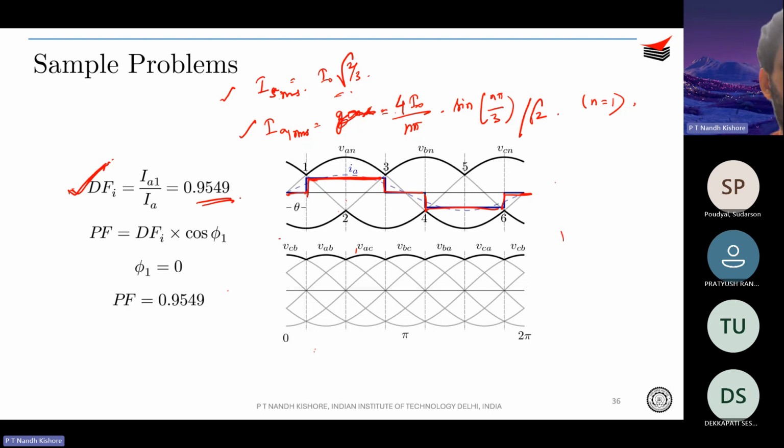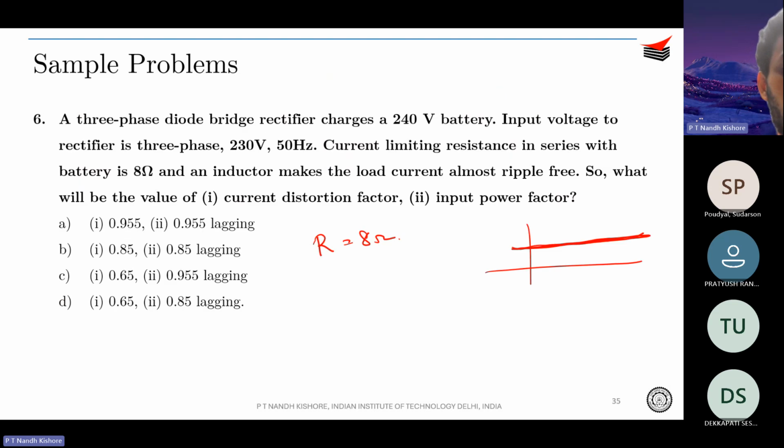Okay, so the power factor is 0.955 into cos alpha, G cos alpha, right? So the answer will be this. Okay, power factor is G cos alpha. G is 0.955. This is what we got.